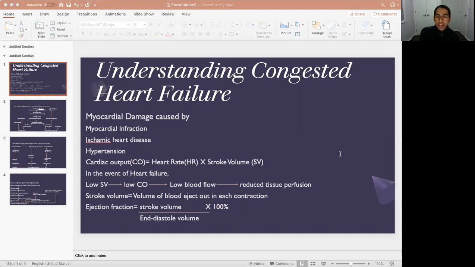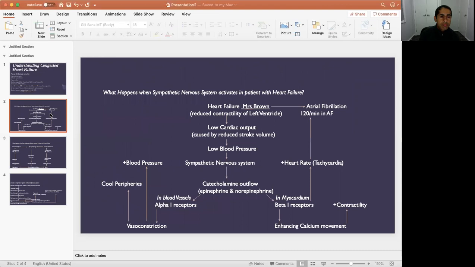When there is less oxygenated blood available for systemic circulation, there will be low blood pressure, and it leads to a negative impact on the tissue perfusion mechanism. When baroreceptors located in the carotid sinus and aortic arch detect low blood pressure, a compensatory mechanism will be activated to compensate for low blood pressure and tissue perfusion.